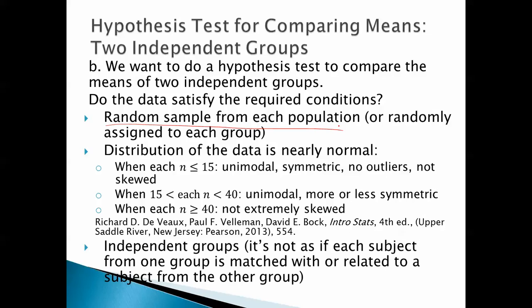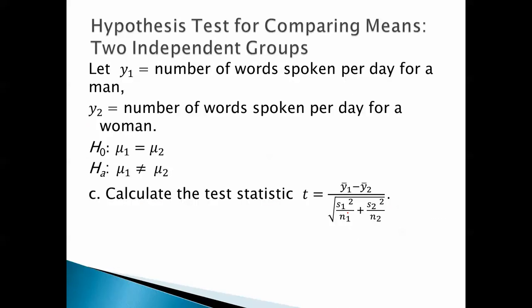The distribution of the data has to be nearly normal. When each group is less than or equal to 15, this is what you're looking for. When each group is between 15 and 40, this is what you're looking for. And when each group is greater than or equal to 40, which is what we have, you're just looking for data that are not extremely skewed. You also need independent groups. It's not as if each subject from one group is matched with or related to a subject from the other group. So these are presumably independent groups. The men are independent of the women. Okay, so there's null and alternative hypotheses.